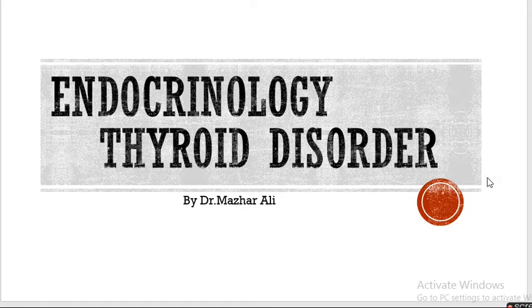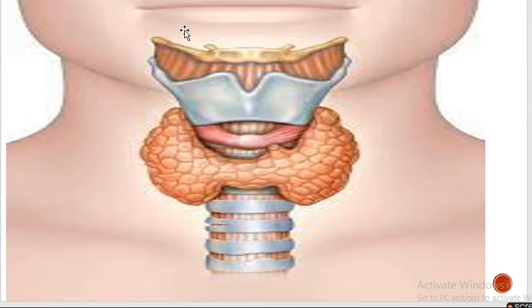Before starting, first of all I would like to talk about the thyroid gland. Actually, the thyroid gland is present at the neck area, as you can see in the picture. It is present at the neck area below the thyroid cartilage. So this one is the trachea and the thyroid cartilage, and below this is your thyroid gland. This is the isthmus, right lobe, left lobe, and the isthmus is the connection between the two lobes. So this is the anatomy of the thyroid gland.